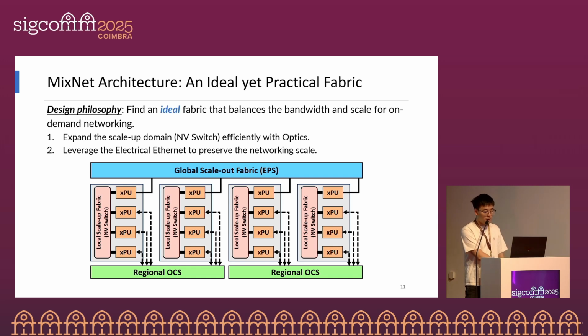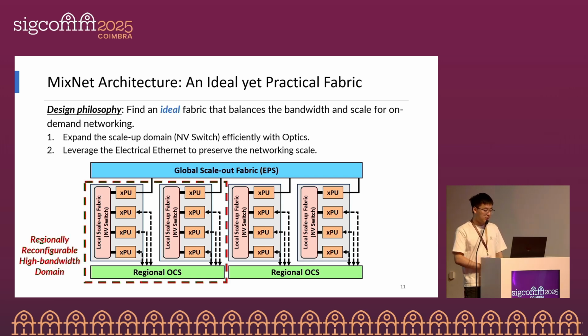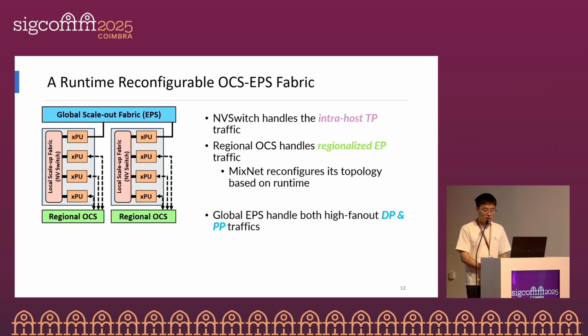Inside each server, GPUs are connected with NVSwitch. Between servers, some GPU ports are connected in the global electrical domain, while others are connected to a regional OCS domain. The core design of MixNet is the regional high bandwidth domain, which is reconfigurable with OCS. It provides regional flexibility. Instead of building a massive OCS, we partition the cluster into multiple regions, each equipped with its own OCS. With this architecture, from the application perspective, NVSwitch handles the communication-intensive TP, regional OCS handles EP, while global EPS handles PP and DP.